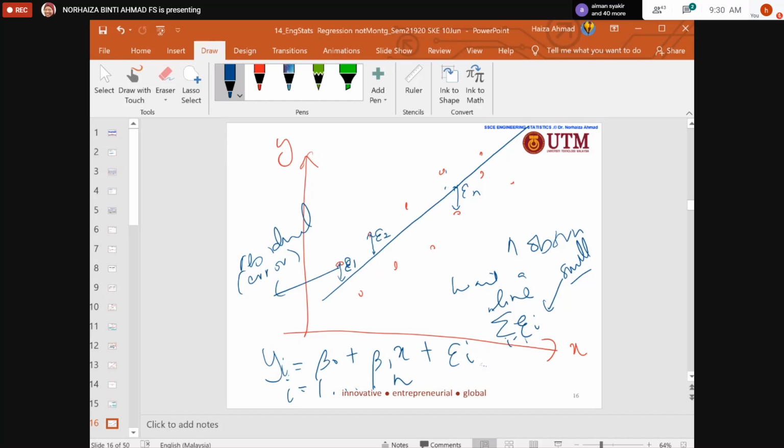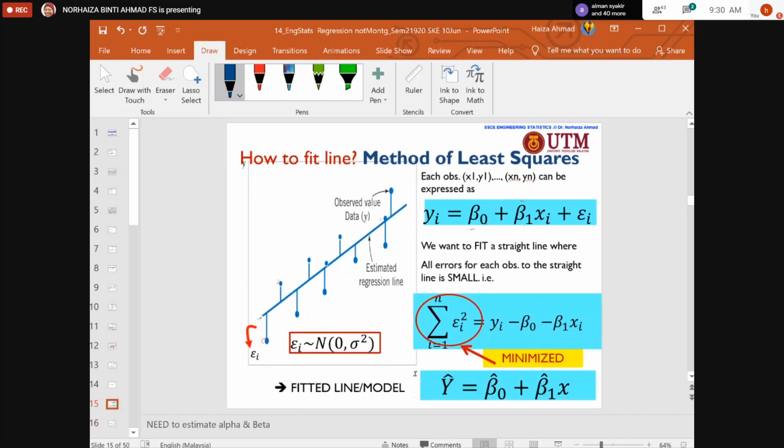Basically, the line of best fit means that you want all the errors here to be as small as possible. In order to minimize this function, you want to optimize. You optimize using this least squares method. I'm not going to show you how to do this method because that's beyond the scope of this study.